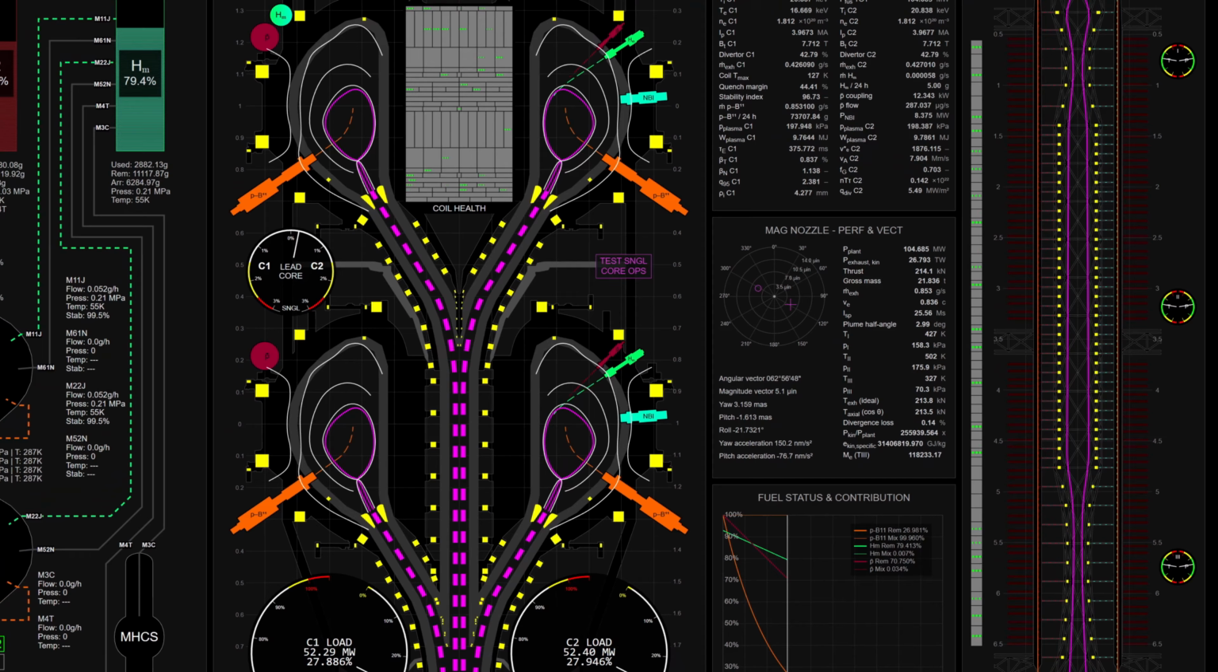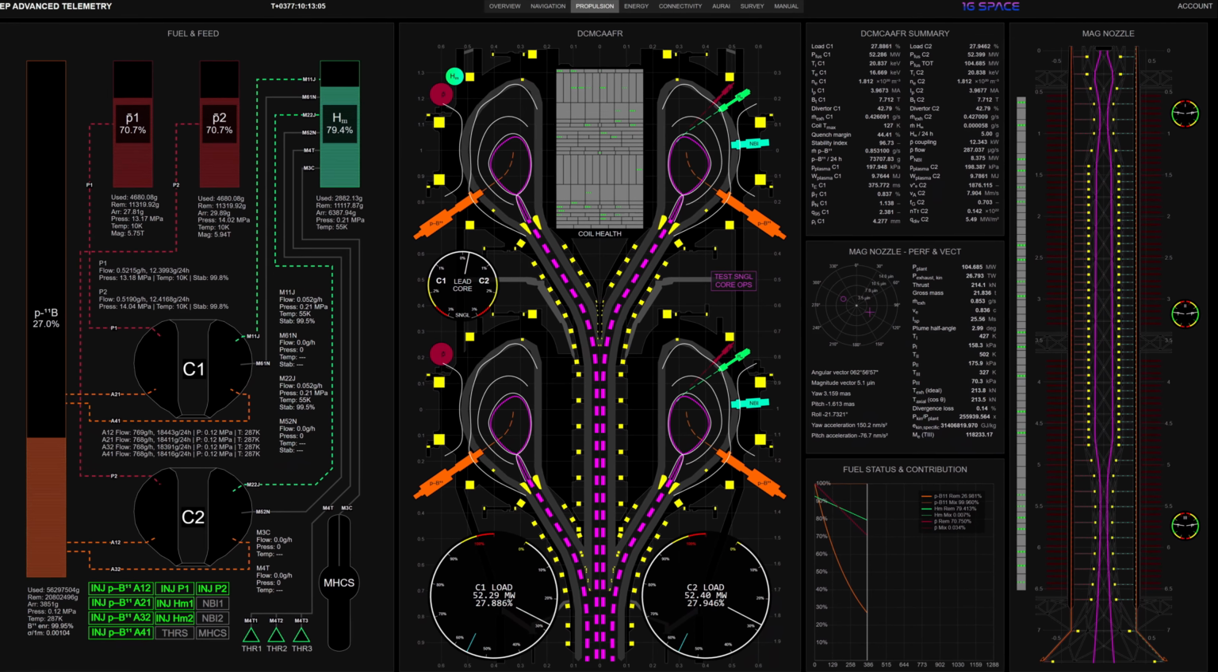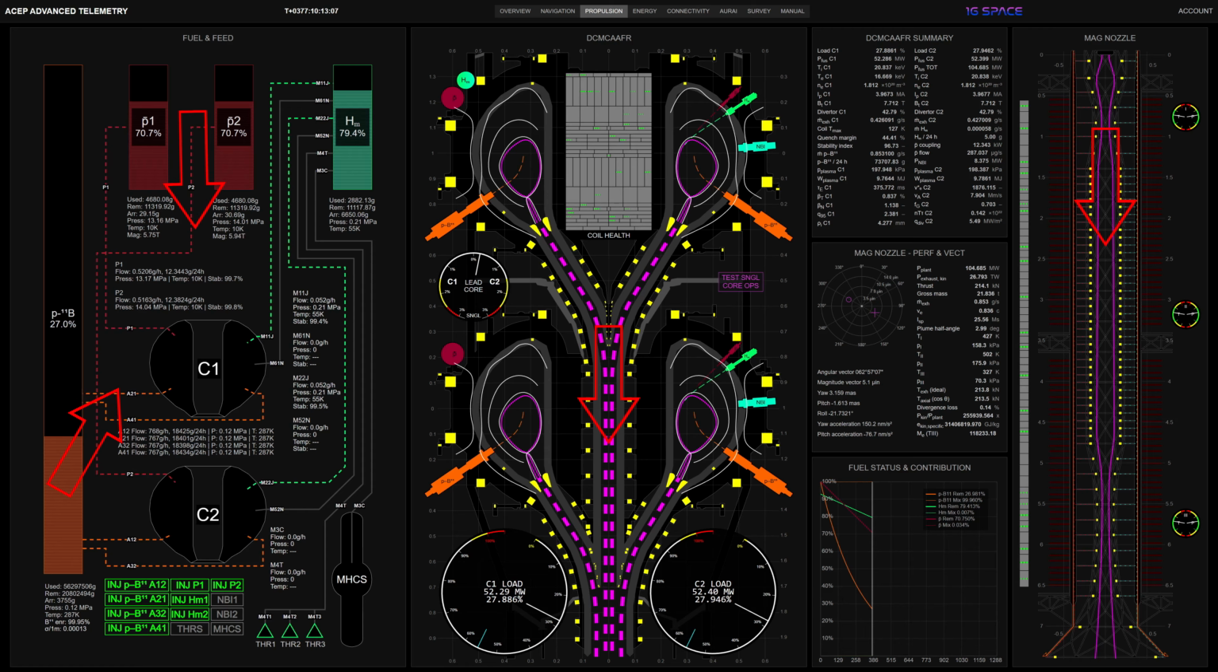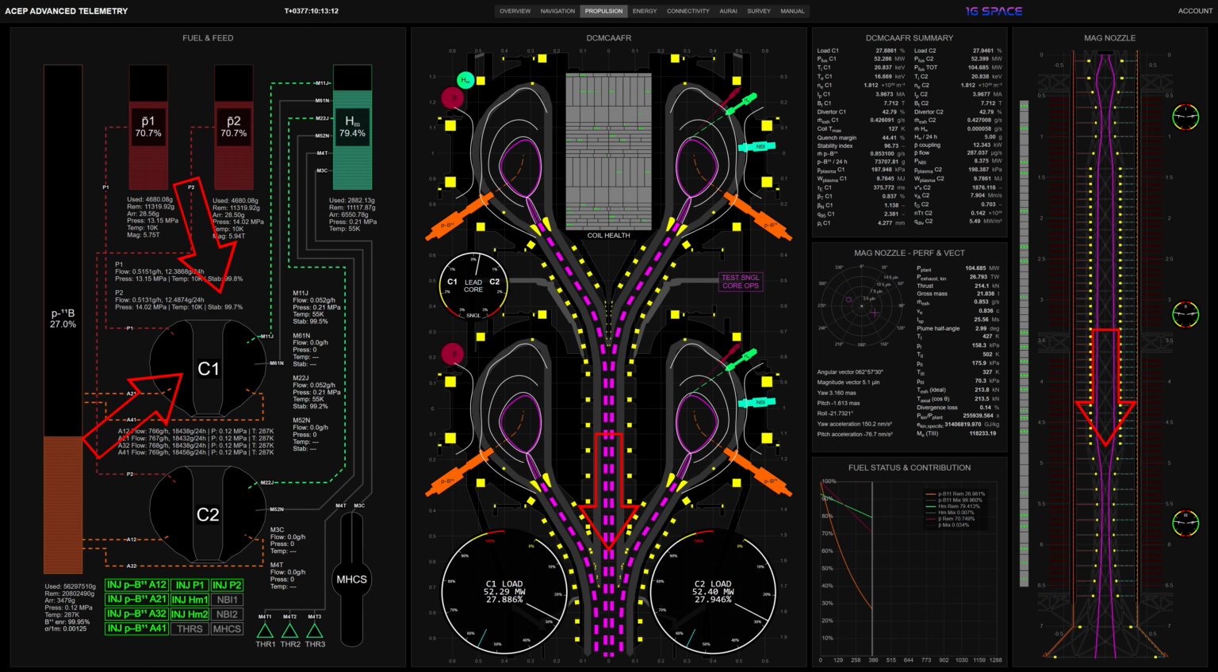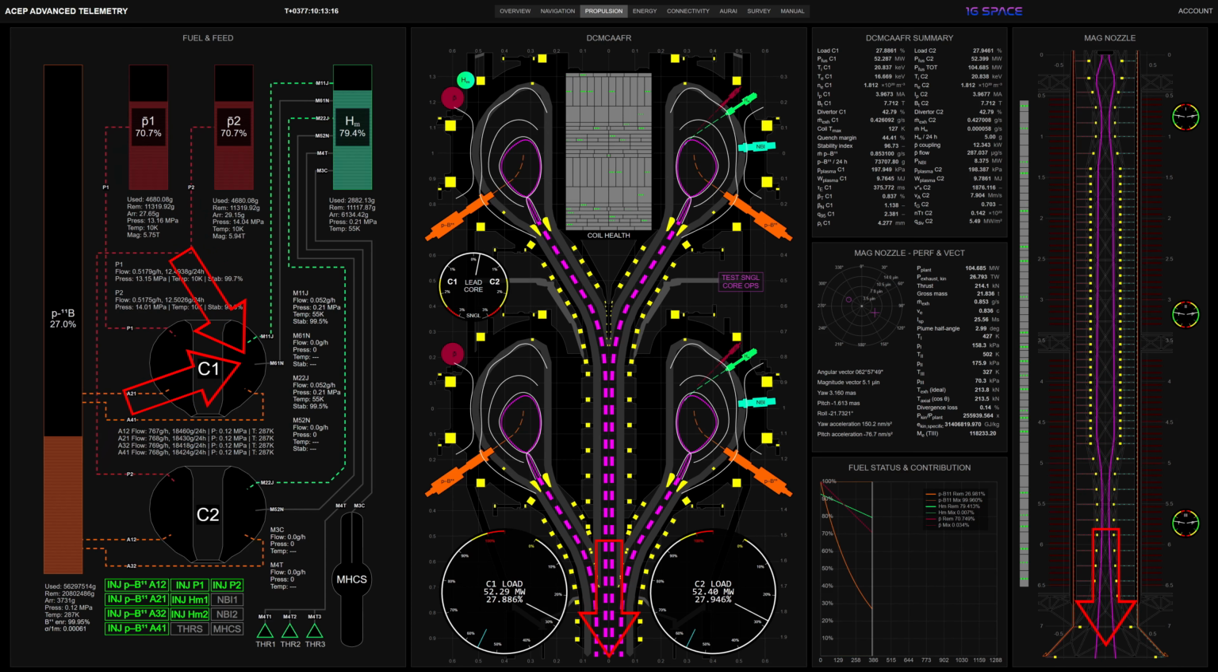Summarizing, the propulsion page presents a complete, internally consistent view of how stored mass and energy are converted into controlled thrust, steering authority, and sustained acceleration along the mission trajectory.